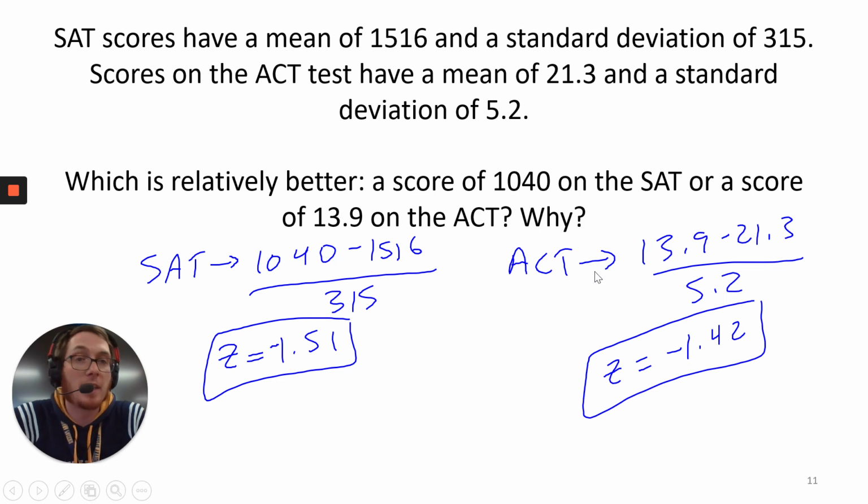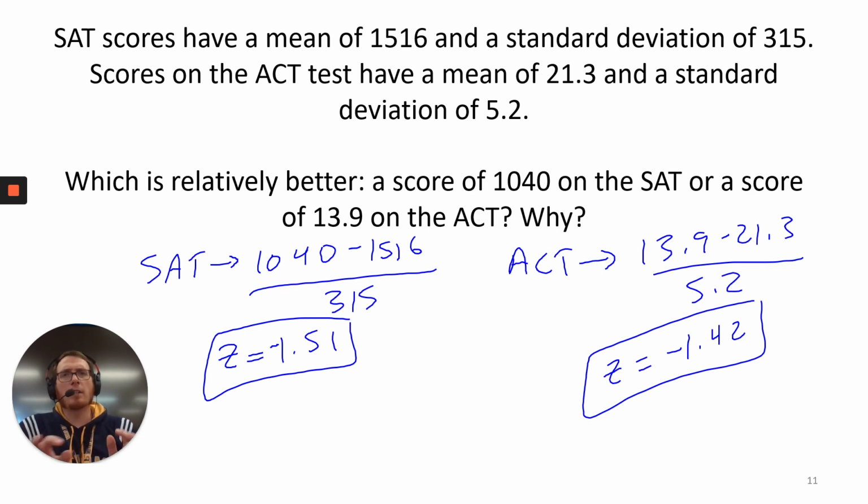If I do the same thing on the ACT, I have 13.9 minus 21.3 for the mean, divided by 5.2, and I get negative 1.42 standard deviations below average. Now, if you look at these two numbers, they're not very comparable because their scales are different. But when we convert them to z-scores, this ACT score is better because I have a higher z-score value. Even though it's still below average, I'm closer to the average here than I was on the SAT. So when you're looking at these ideas, it's probably find the z-score and compare them.